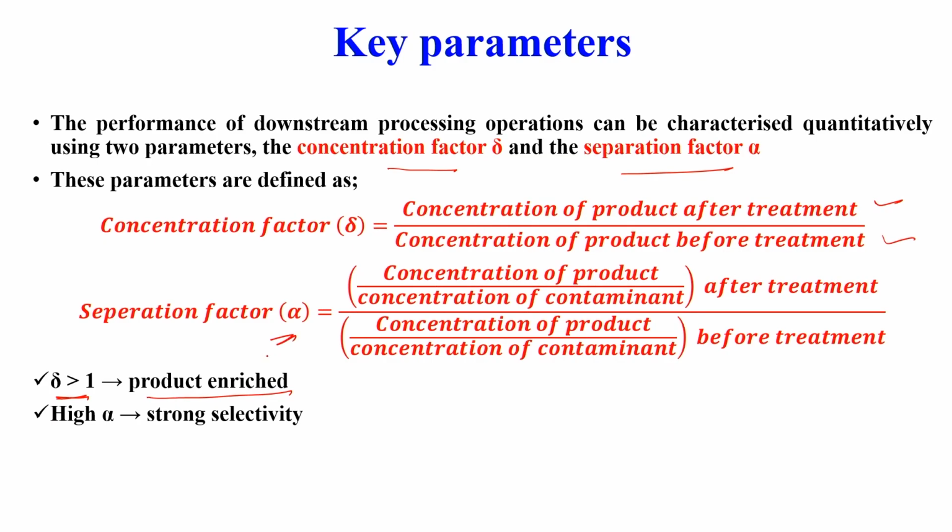Second comes the separation factor. It is the ratio of the concentration of product to the concentration of contaminant after treatment, divided by the same ratio before treatment. If its value is high, it indicates higher selectivity, or that your process works better for the given metabolite. So, these are the two important parameters to check the performance of downstream processing operations: concentration factor and separation factor.